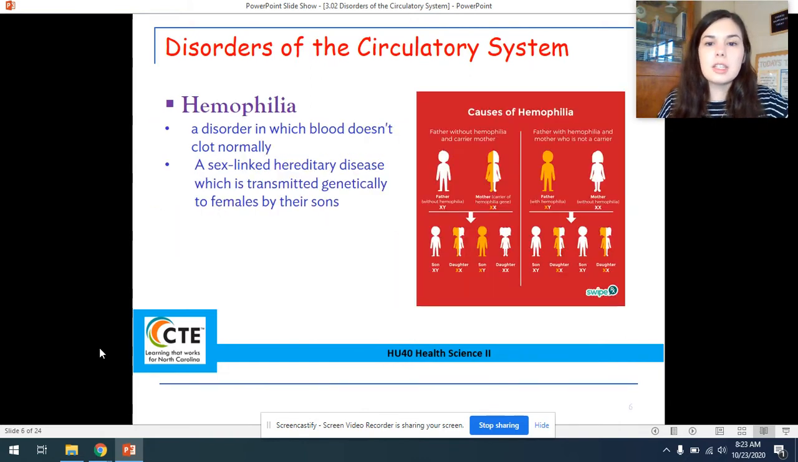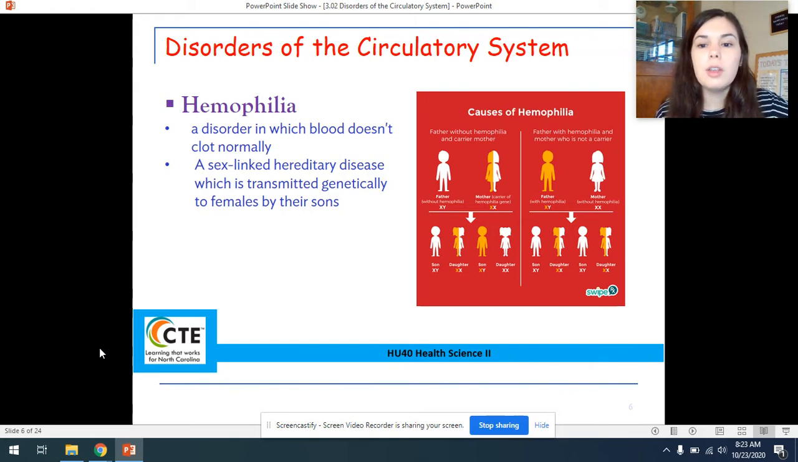Hemophilia is another genetic disorder, which causes the blood to not clot properly. It's a sex-linked hereditary disease, which means that it's transmitted genetically to females by their sons. So you can see here on this image, a father without hemophilia and a mother who is a carrier. So she's not showing any symptoms, but she's a carrier of hemophilia. If they were to have 4 children, they would have 2 that do not have the disorder, 1 that is a carrier, and this son would have it.